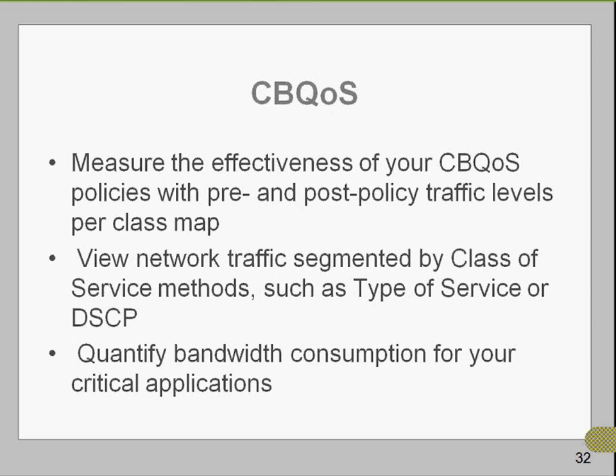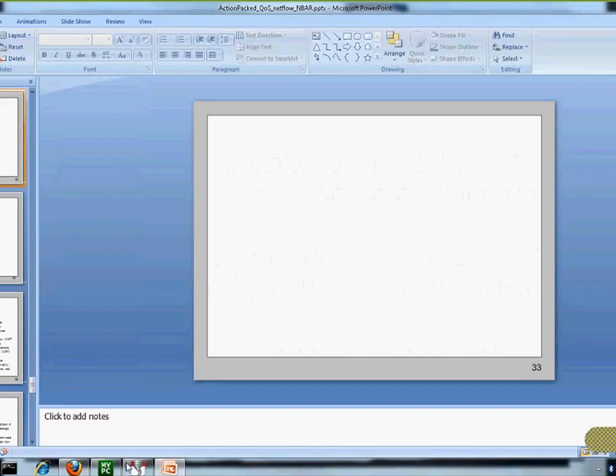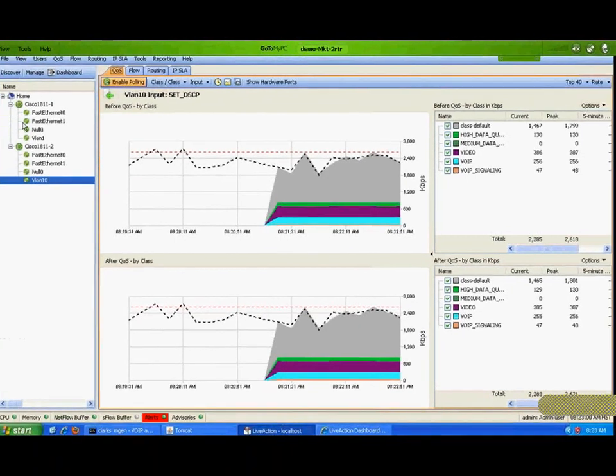To measure the effectiveness of CBQoS policies and pre- and post-policy traffic levels per class map, we actually query the CBQoS and show it, but what we do dynamically is that we can actually modify quality of service once we find a problem, which is very unique for our tool as well. The traffic can be segmented by class of service methods such as DSCP and others that help you quantify your bandwidth for critical applications. Let's take a look at CBQoS with LiveAction today.